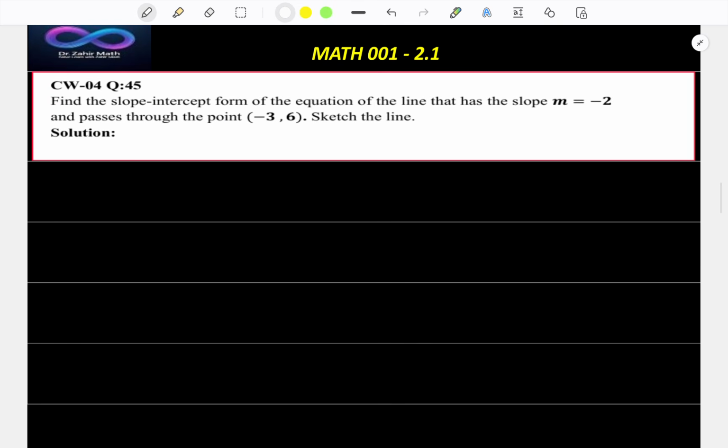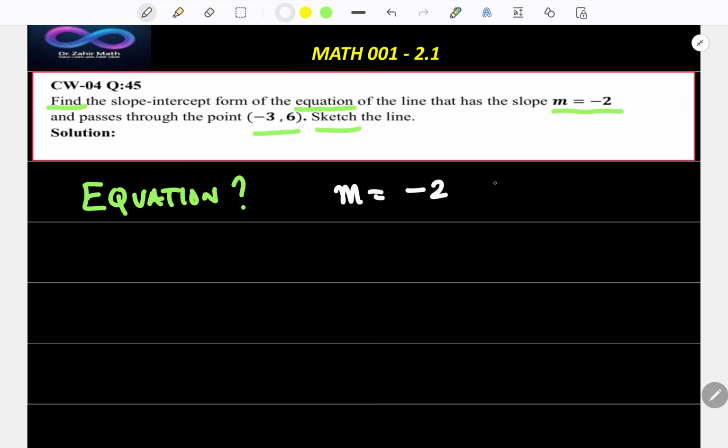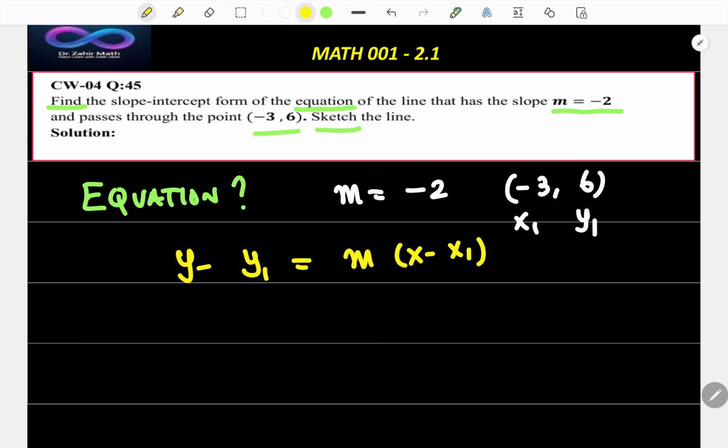Let's go to the question. Find the equation. Please underline: find the equation only. What is given? Slope is given and one point is given. Sketch you have to do. So the question is asking the equation, right? And what is given? m is equal to minus 2, and one point is given, minus 3 comma 6, which is x1, y1. What is the formula? y minus y1 equals m times x minus x1.